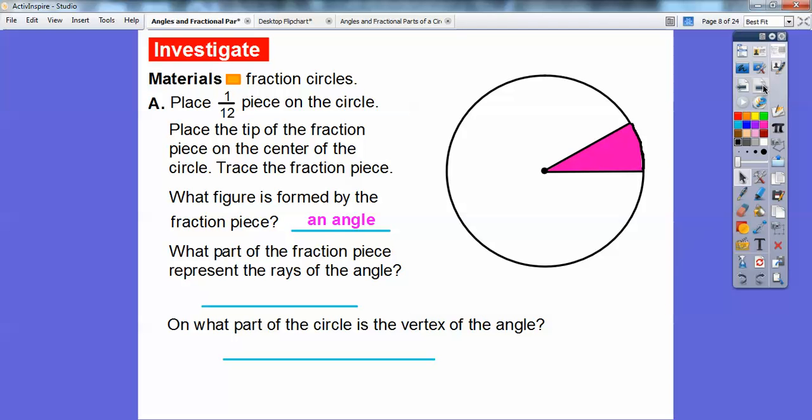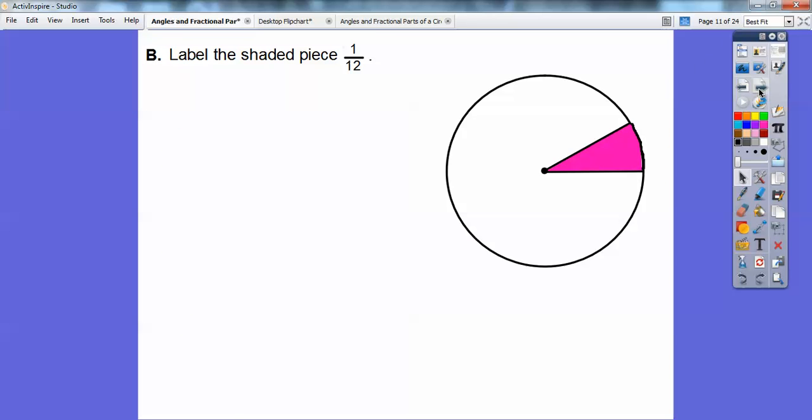So what part of the fraction represents the rays of the angle? Okay, so the straight sides are the sides of the angle. This side represents the rays of the angle, and this side also represents the rays of the angle. So what part of the circle is the vertex of the angle? Well, the vertex is right here. What part of the circle is that? That's the center of the circle, okay? All right, so let's label that piece 1/12. See how I labeled it 1/12? There's 1/12 of the circle right there.